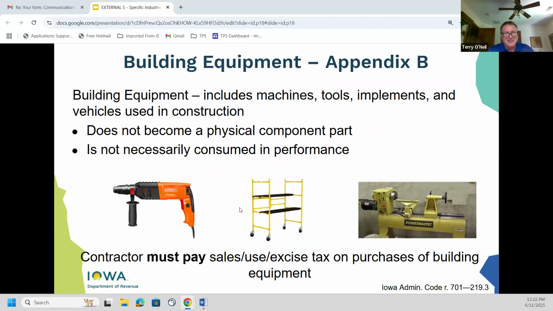This is something that doesn't get used up in the performance of the construction contract. It doesn't become a physical part of the construction. In this situation, whoever is acting as the contractor has to pay the appropriate tax on these things when they purchase them. There's not an exemption in there for contractors to purchase their tools and equipment that they're using on jobs tax exempt. So just keep that in mind. Make sure you're paying tax when you buy these things.